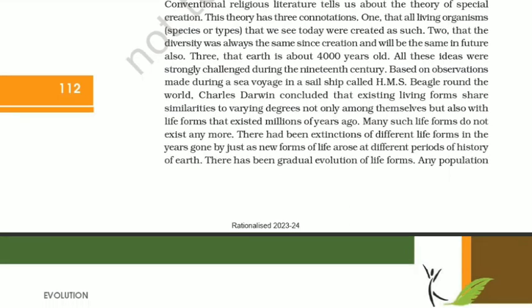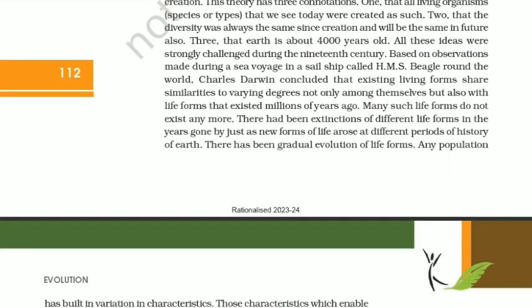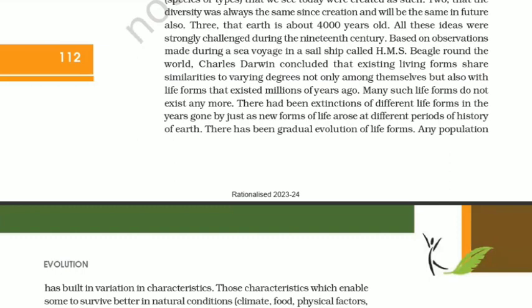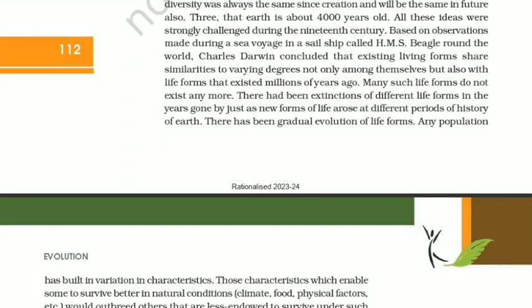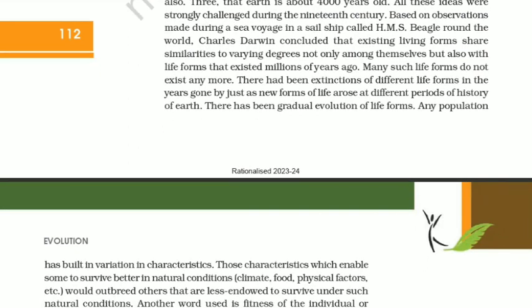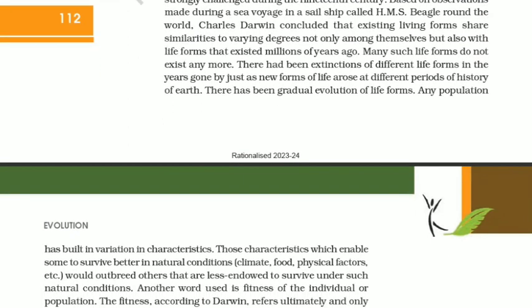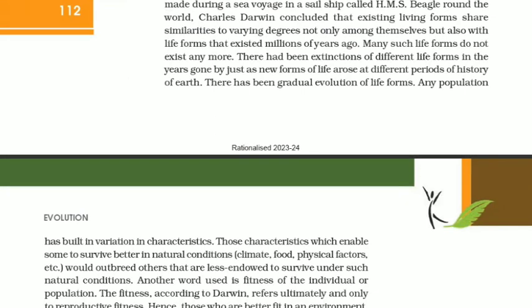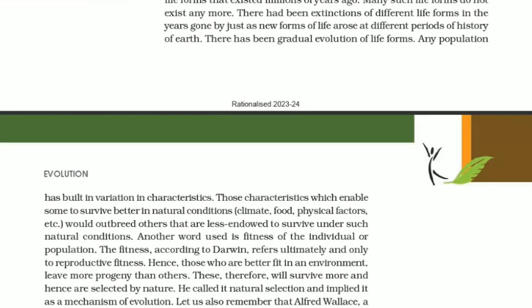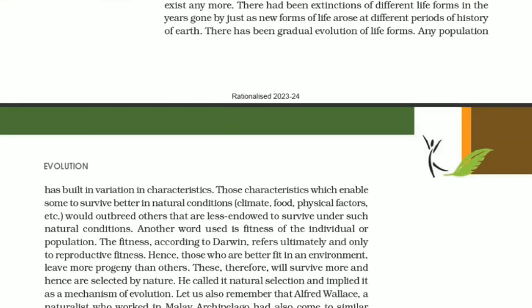All these ideas were strongly challenged during the 19th century based on observations made during a sea voyage in a sail ship called HMS Beagle around the world. Charles Darwin concluded that existing life forms share similarities to varying degrees, not only among themselves but also with life forms that existed millions of years ago. Many such life forms do not exist anymore. There had been extinction of different life forms in the years gone by, just as new forms of life arose at different periods of history of Earth. There has been gradual evolution of life forms.